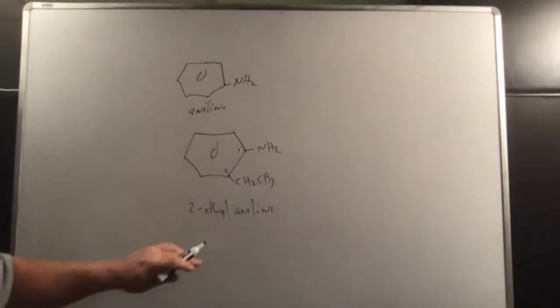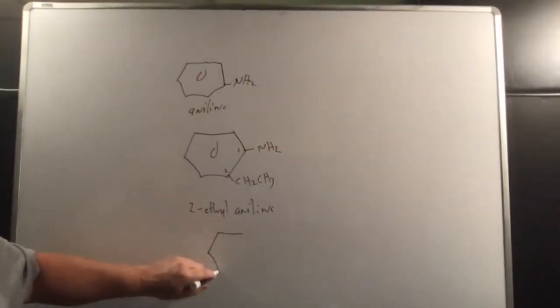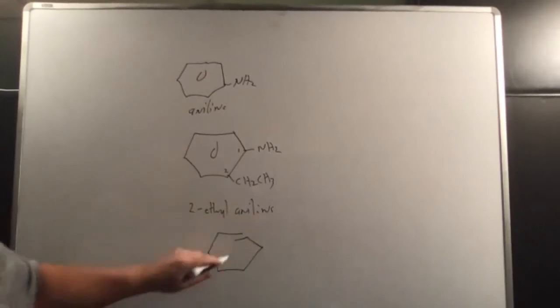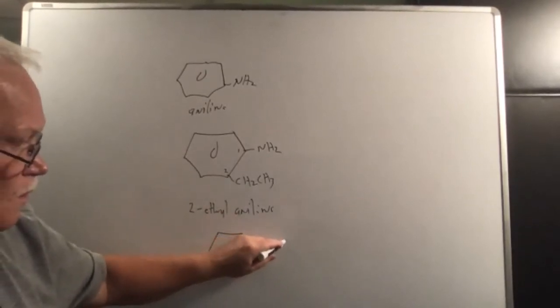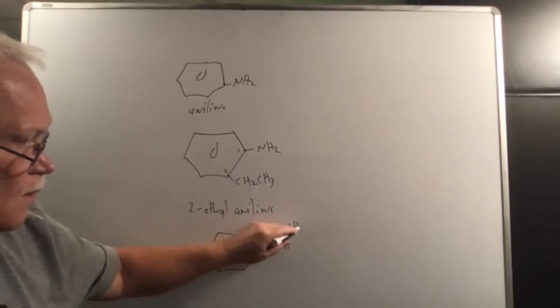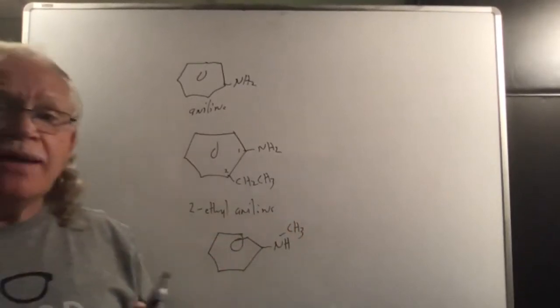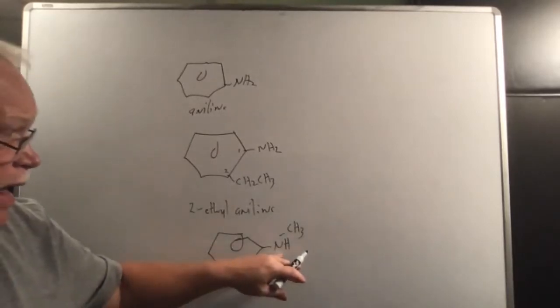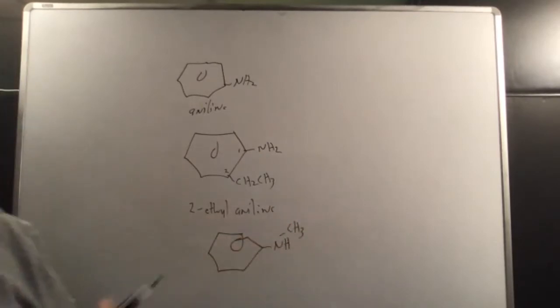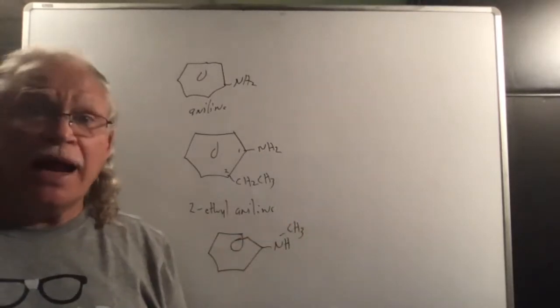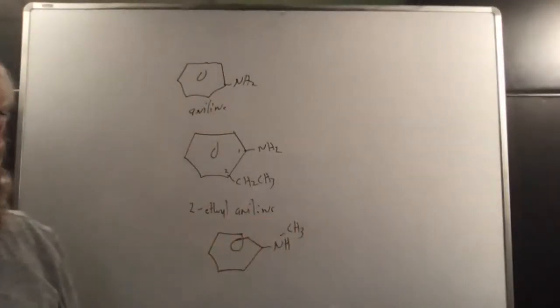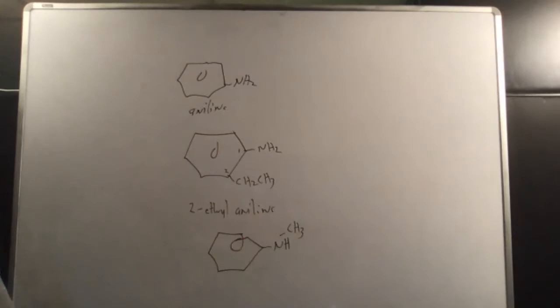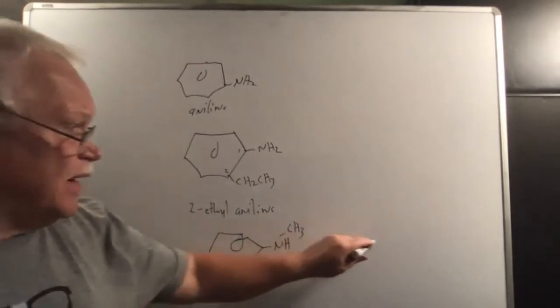Now, what if I had this compound? And I want it named as an aniline. Now, some of y'all would have named this as methylamino benzene. And that's correct. Does everybody see how that would be methylamino benzene? Because that is the methylamino group. But I want it named as an aniline.